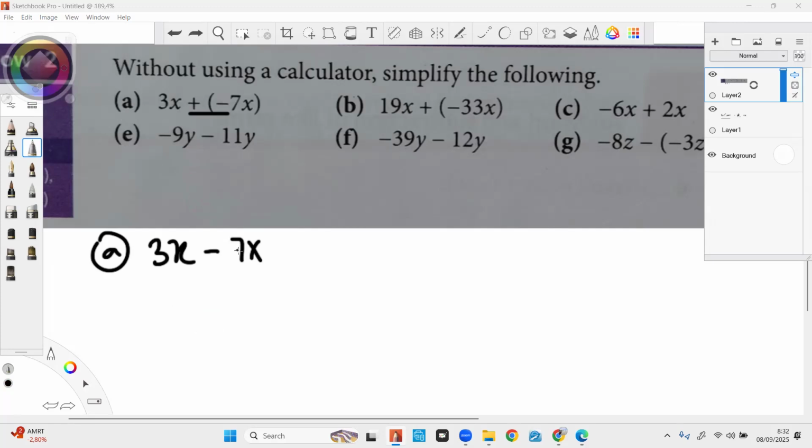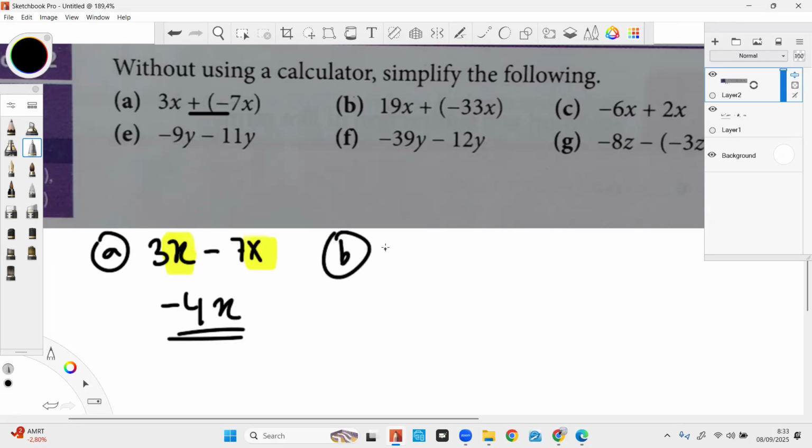If it has the same term, which shares the same x like this, what you need to do is try to just focus on the number. 3 minus 7, negative 4, x. Don't forget to put the variables. Now for question B, it also applies the same thing. 19x plus minus 33, minus 33x. So it's still the same x, right?